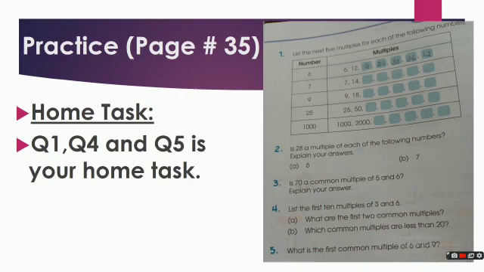Now let's start practice on page number 35. Question number 1 is, list the next 5 multiples for each of the following numbers. Part A is done here for you. By taking help from it, try to attempt the rest of the parts by yourself. Question number 1, question number 4 and question number 5 are your home task. Question number 4 and question number 5 are the same as question number 9 we have done on page number 34. So try to attempt these 3 questions on a piece of paper and then submit it in school for the assessment marks.